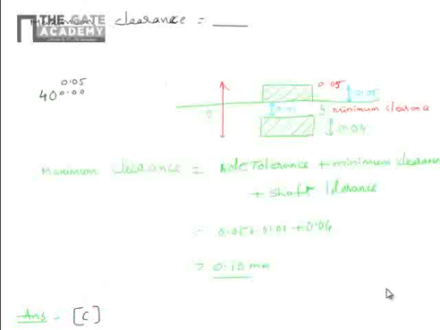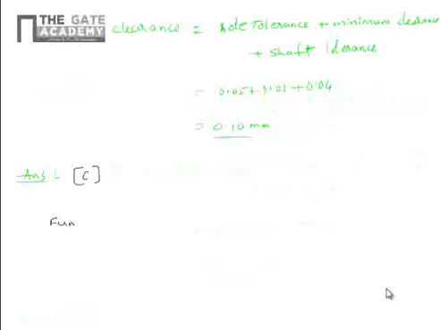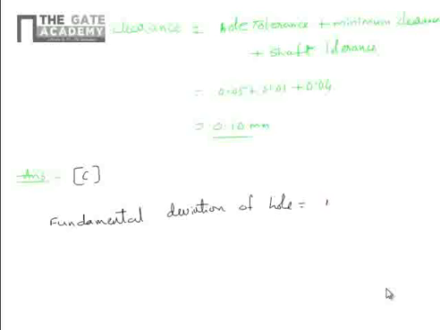In the same problem, if he asks for the fundamental deviation of the hole, then, for example, the fundamental deviation of the hole is equal to the minimum of the upper and lower deviation. The minimum of upper and lower deviation is the fundamental deviation, right?